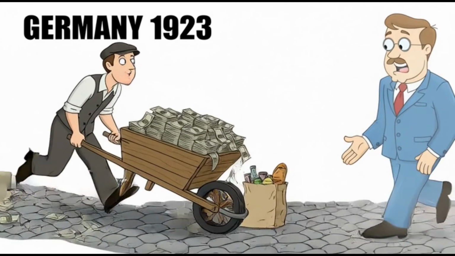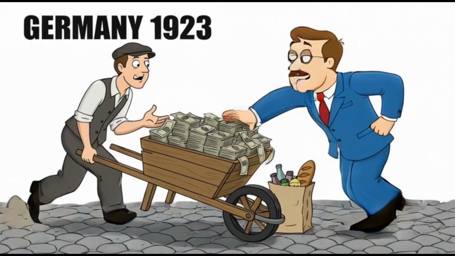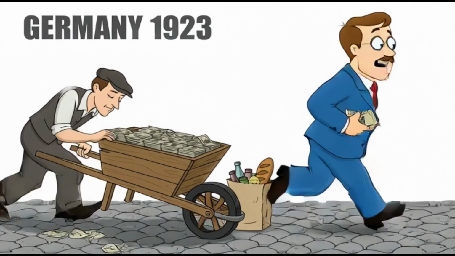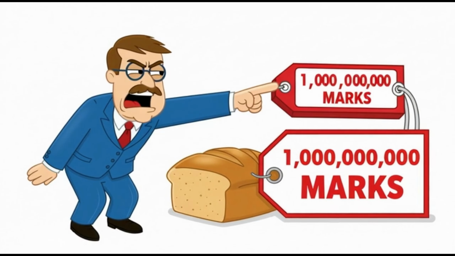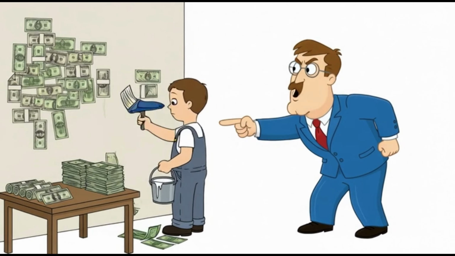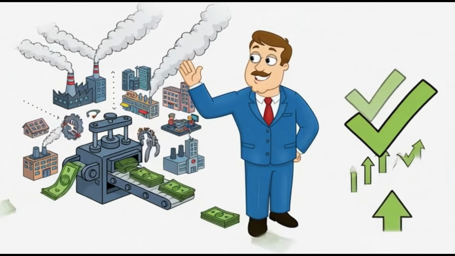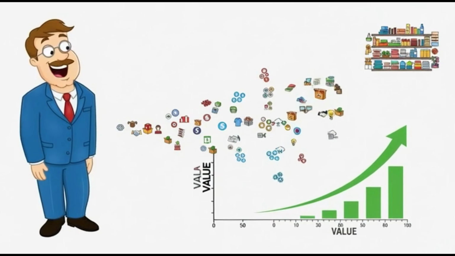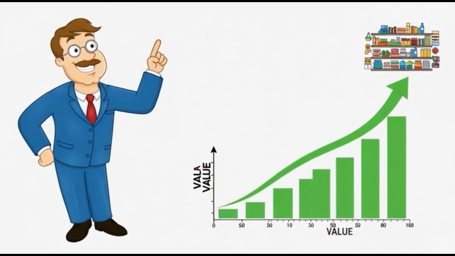In Germany, throughout 1923, authorities manufactured such excessive currency that citizens required wheelbarrows filled with notes for purchasing food. A bread loaf required billions of marks. The currency turned into wall covering. Governments may manufacture currency, yet only when the economy develops alongside it. Additional merchandise, additional offerings, additional worth.